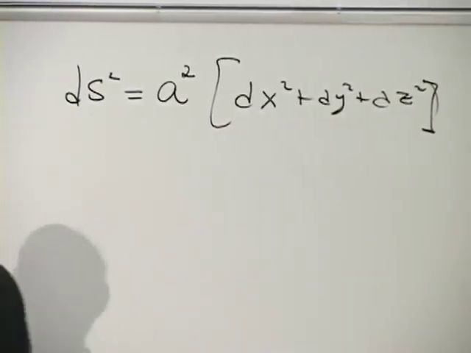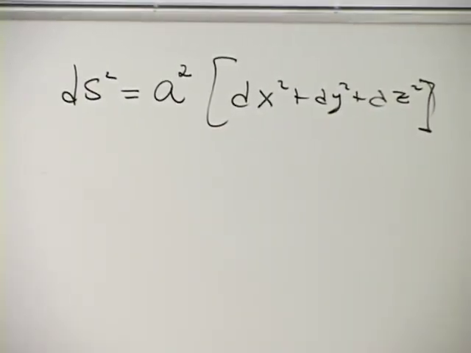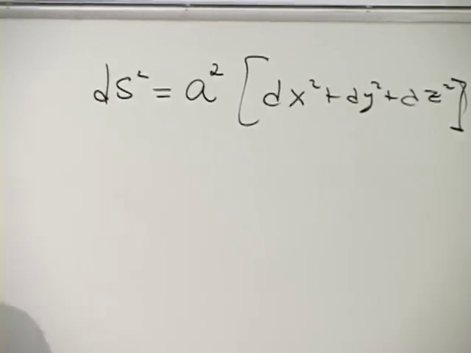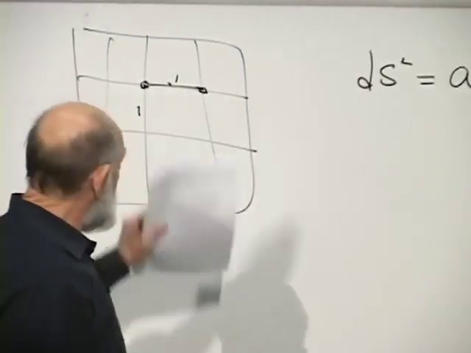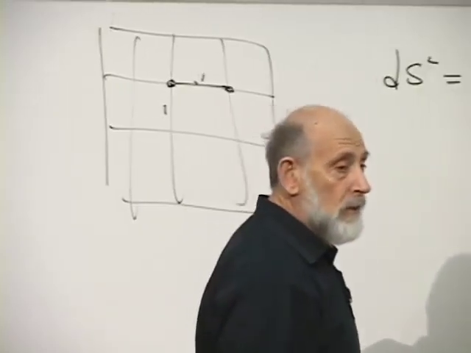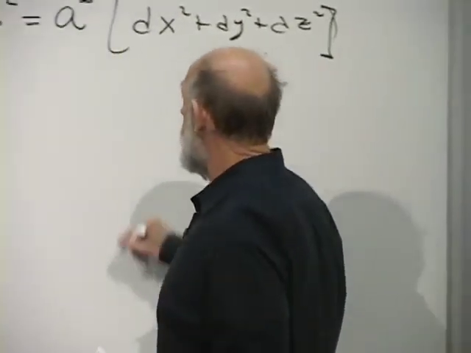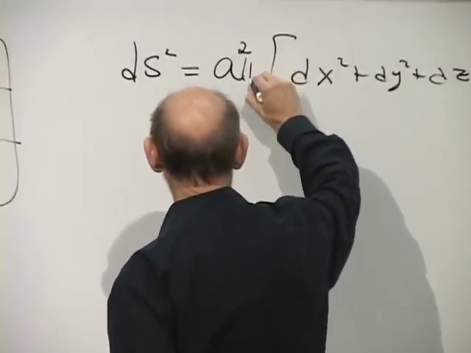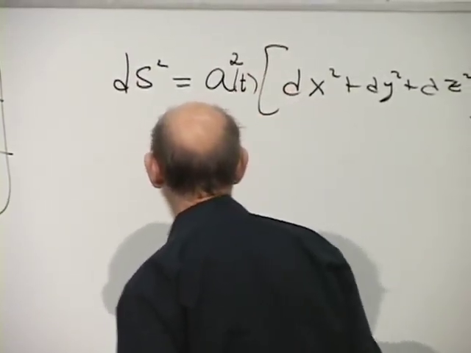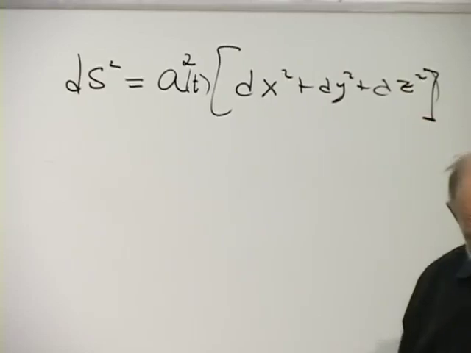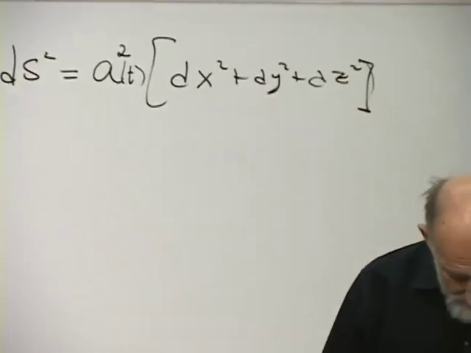Right. Now, if the universe is expanding, then the distance between neighboring points on the grid will grow with time. And that means that a is now a function of time. a is a function of time. And that's the metric of space. That tells you the distance between points at a fixed instant of time.